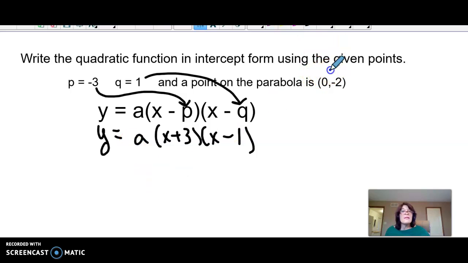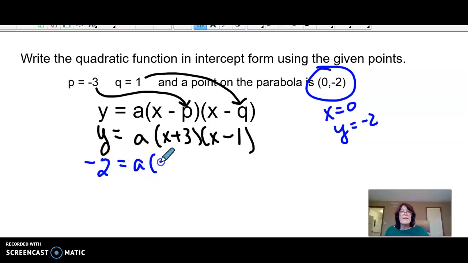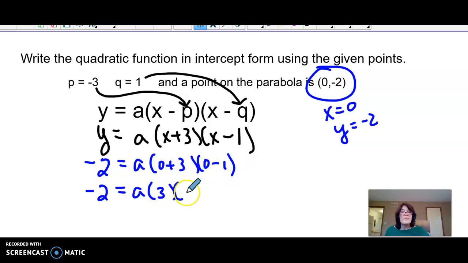I'm going to use this point to help me find a. I know that when x is 0, y is -2. So I put -2 in for y, 0 in for x. Okay, -2 in for y, and 0 in everywhere I see x. I do the addition in the parentheses. 0 plus 3 is 3. 0 minus 1 is -1. So I have -2 equals, what's 3 times -1 is -3.